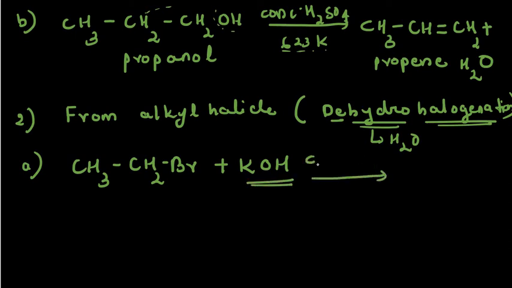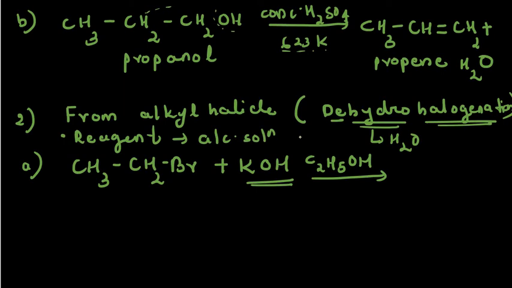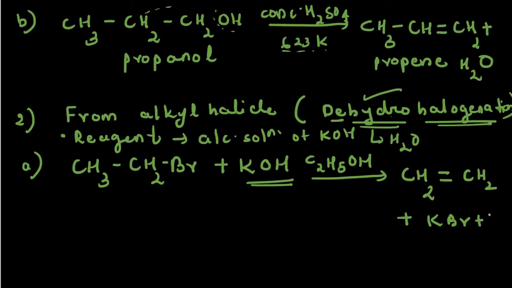Since we are saying alcoholic solution, let us represent it like this. From alkyl halide, the reagent used here is alcoholic solution of potassium hydroxide. Now this reaction, as said here, involves the removal of a molecule of water, and similarly a molecule of hydrogen halide. That is why it is known as dehydrohalogenation. So what will be our product? We will be getting an alkene, that is CH2=CH2, plus KBr plus water.